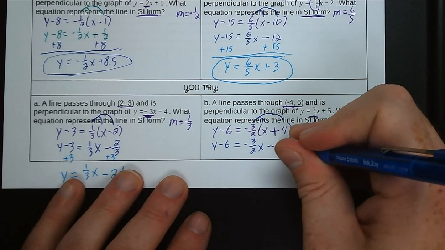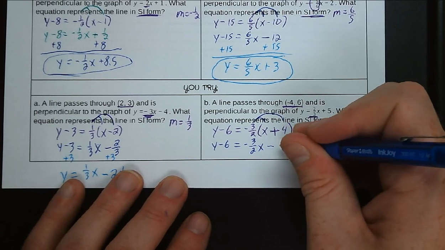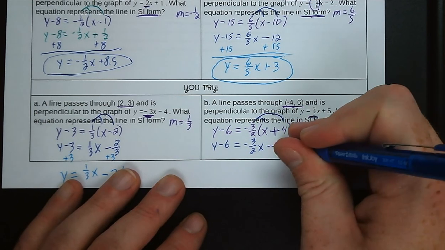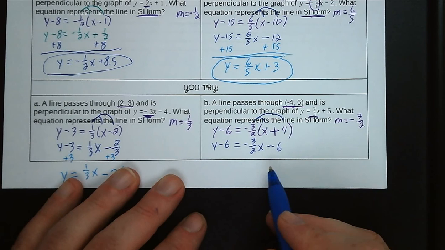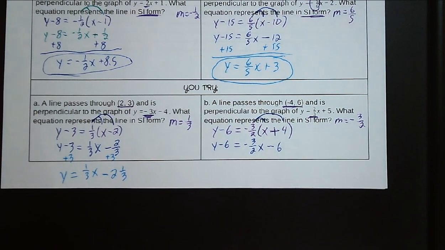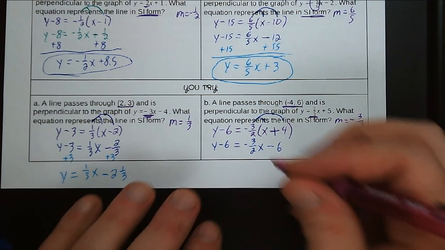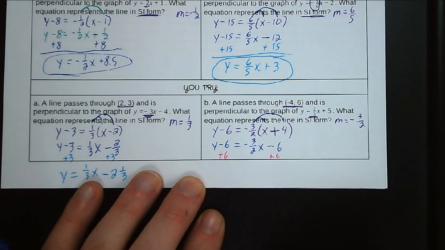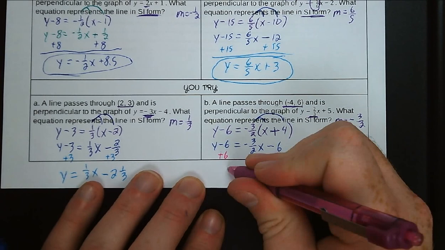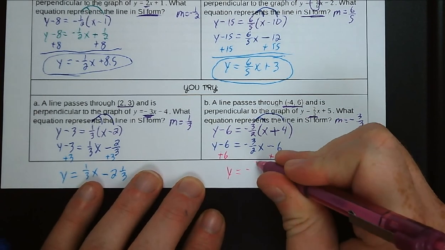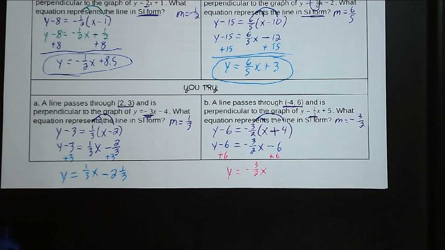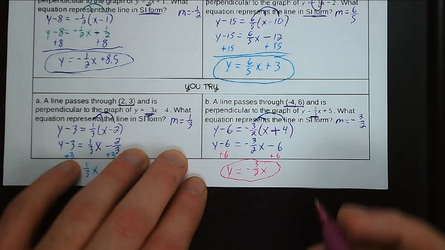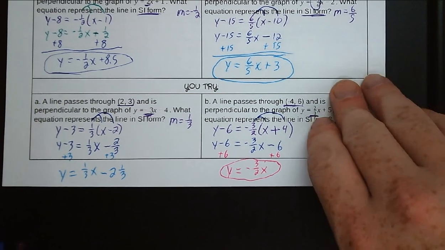So we have y minus 6 equals negative 3/2 x minus 4 times 3 is 12, divided by 2 is 6. Okay. Next up, our last step, we need to add this 6 from the left to the right, and we're going to get y is equal to negative 3/2 x. And that is in slope-intercept form. It just has a y-intercept of 0.